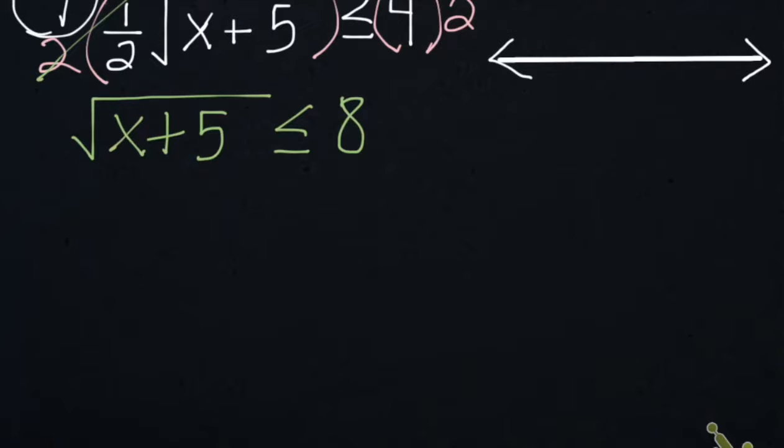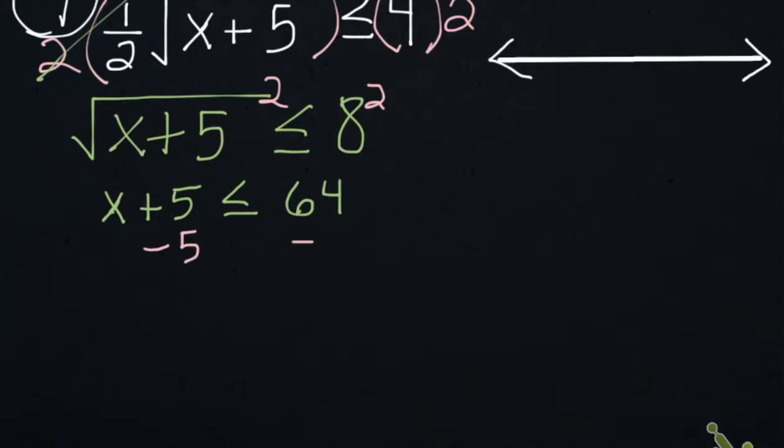Now that the radical is by itself, I can raise it to a power. Square both sides. Square and the square root cancel, leaving x plus 5. Still have less than or equal to. 8 squared is 64. Now solve for x. Minus 5, minus 5. I get x less than or equal to 59.